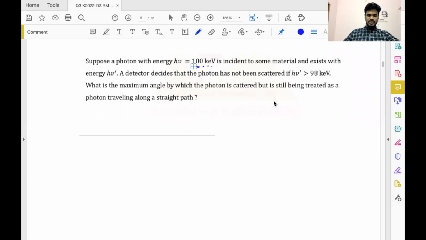Let's do that. Okay, let's quickly time this thing. Can one of you tell me the relation for finding this? What is the scattered energy? What is the new energy relation? Scattered energy is equal to.